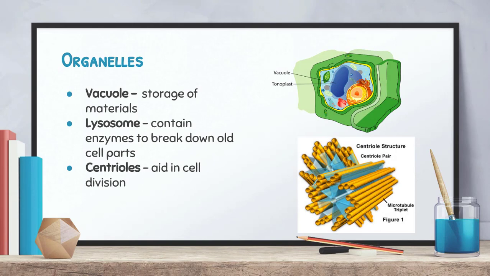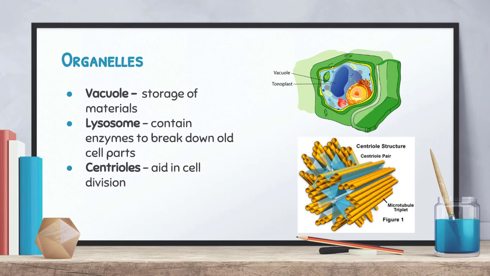A few other organelles include vacuole. The vacuole is just a storage of materials. Both plant and animal cells have these, but the plant cell has a rather large water vacuole that stores, well, water. The lysosome, that term lyse, like Lysol, means to break down. So lysosomes contain enzymes that break down old cell parts. It's kind of like a recycling center. So parts that don't function well anymore can go into the lysosome and be broken down into components that can be used to rebuild other parts of the cell.